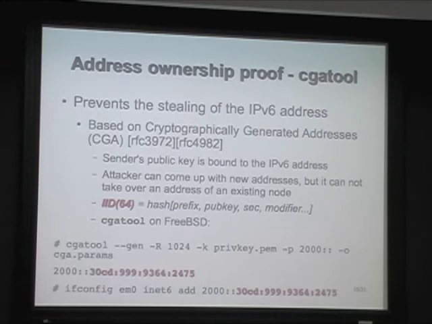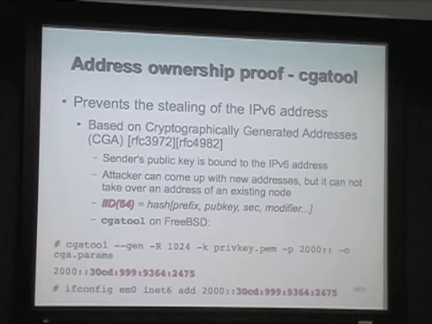Okay, so those 3 new features that I've mentioned. The first one is the proof of address ownership. So I'm just going to say a few words about how we can achieve the proof of address ownership. The whole mechanism is based on CGAs. CGA stands for cryptographically generated address. And a cryptographically generated address is basically just an IPv6 address with a small difference to the usual address, that the last 64 bits are generated in a cryptographic way.